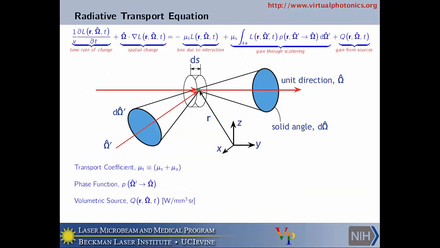Of course, I got to start with the RTE slide. I think by now all of you should be fairly familiar with this and comfortable with this. I'll just go through this very quickly. So the key metric here is the radiance, which is a function of space, angle, and time.